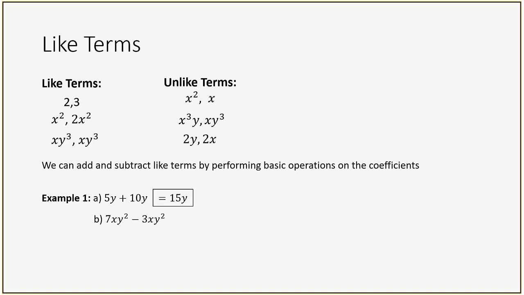So again, in this case, I have like terms. I'm subtracting, so I'm going to do 7 minus 3 will get me 4. And then I copy over the like terms, xy squared.